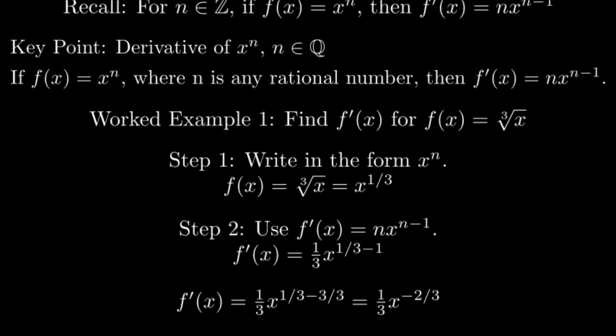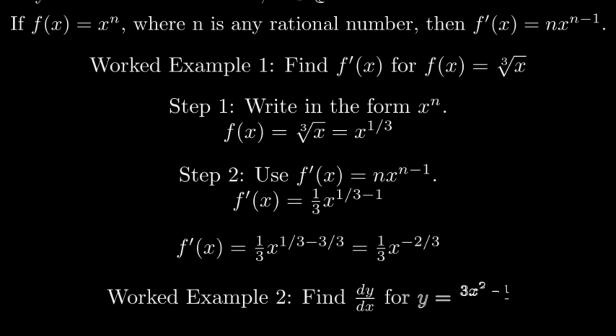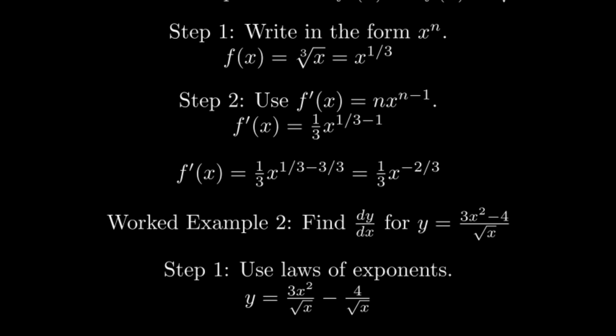Let's try a more complex example where we first need to use our laws of exponents to simplify. Let's find dy by dx for the function y equals the quantity 3x squared minus 4, all divided by the square root of x. We can't differentiate this directly. We need to break the fraction apart and write each term in the form a times x to the n. First, we can split the fraction into two terms: 3x squared over the square root of x minus 4 over the square root of x.